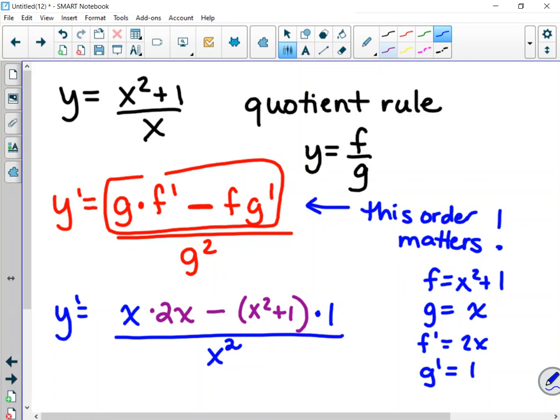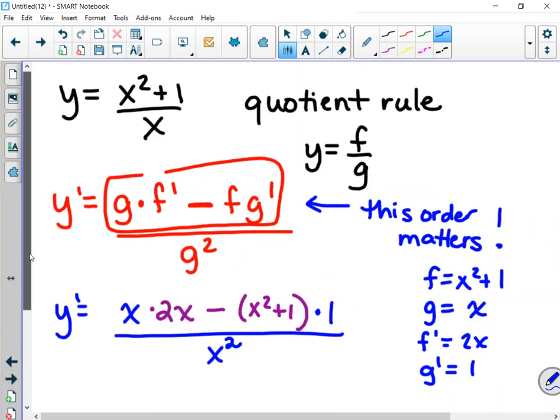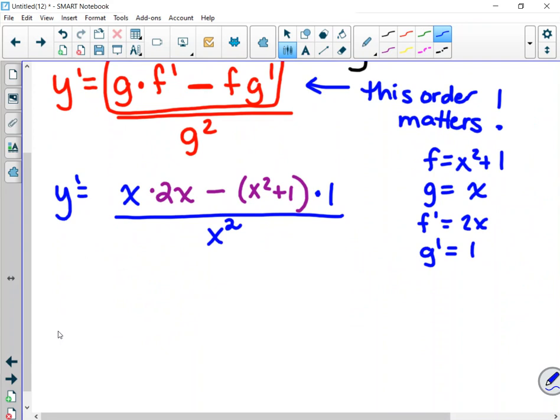Now this would make me super happy if once I put all those pieces together, I actually ended up with the same derivative that I got using those other two techniques. You know, I mean, I got 1 minus 1x to the negative 2. I got 1 plus a negative 1, which is the same as 1 minus x to the negative 2. I got the exact same thing from both of these approaches. This approach has to give me the same thing or it's no good. Let's see how we did it.